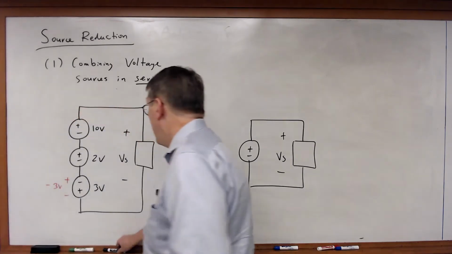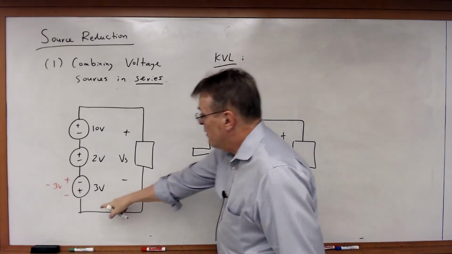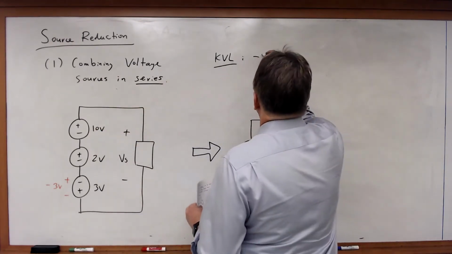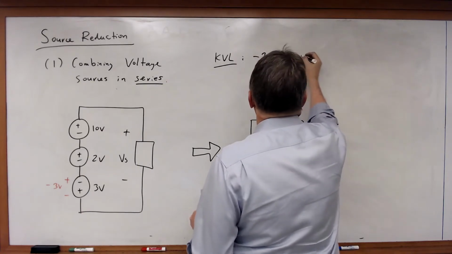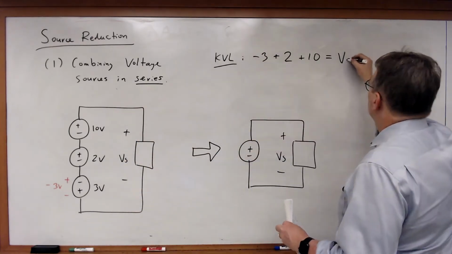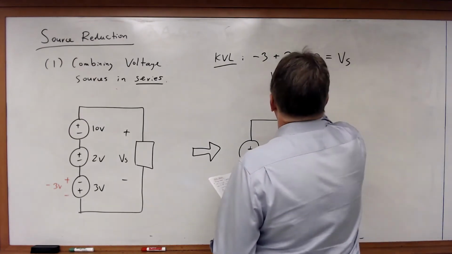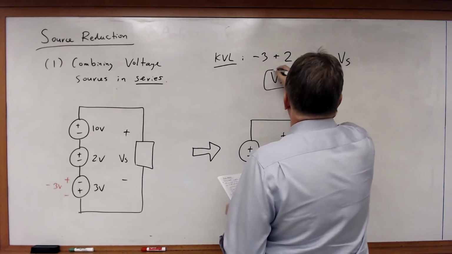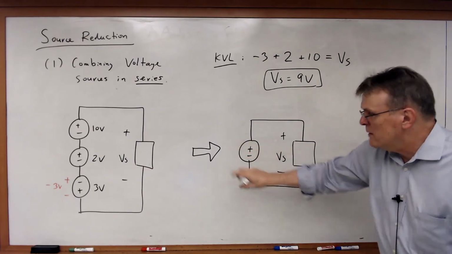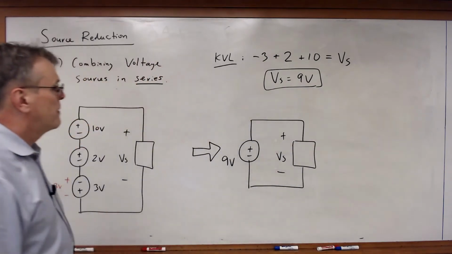Now that I've done that, I'm going to write a KVL equation. Start here and write a KVL equation around the loop. And what I'm going to get is minus 3 plus 2 plus 10. All rises must be equal to the drop Vs. And I add these together. Vs must be equal to 9 volts. Well, looking here, the voltage Vs is clearly also the voltage of the voltage source. Therefore, this is 9 volts.